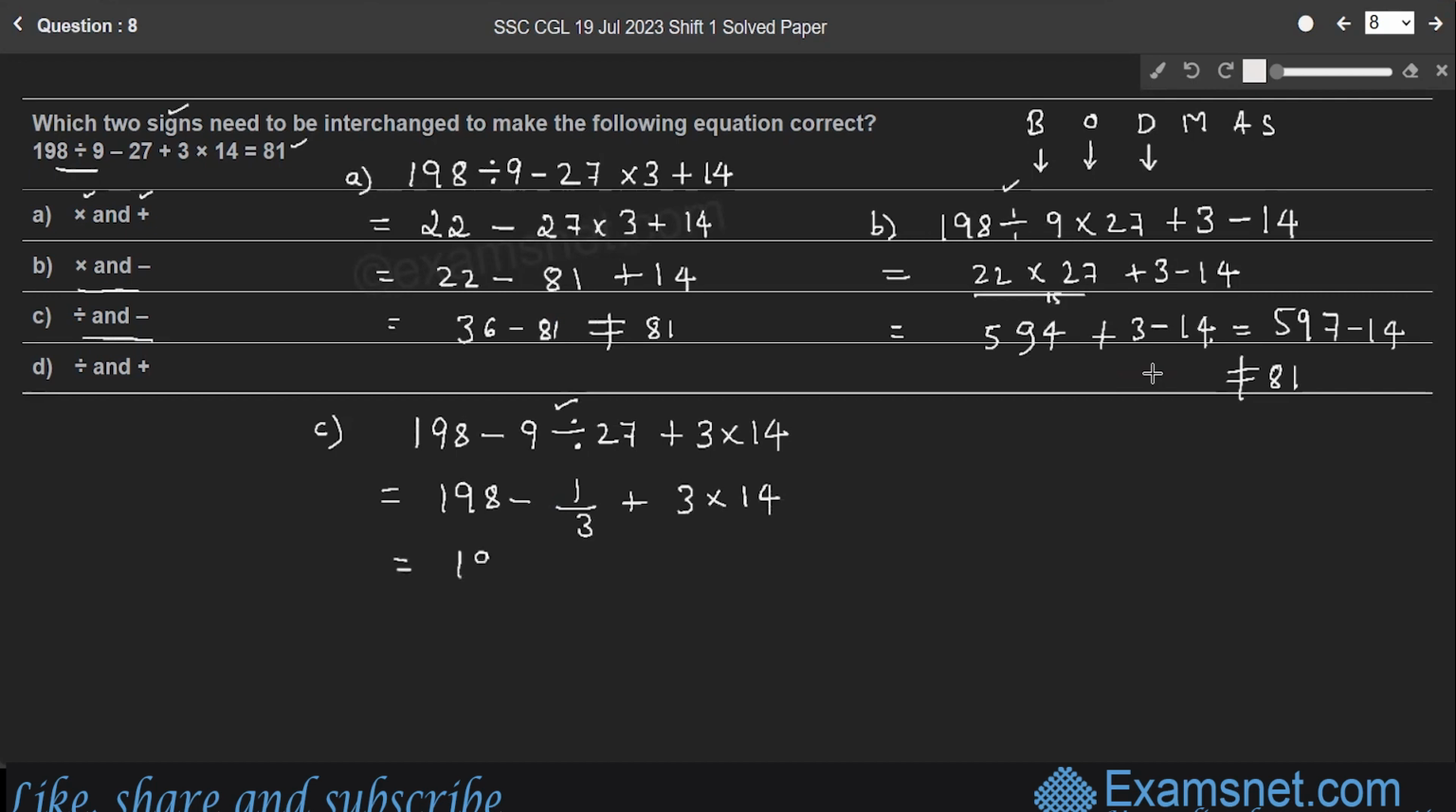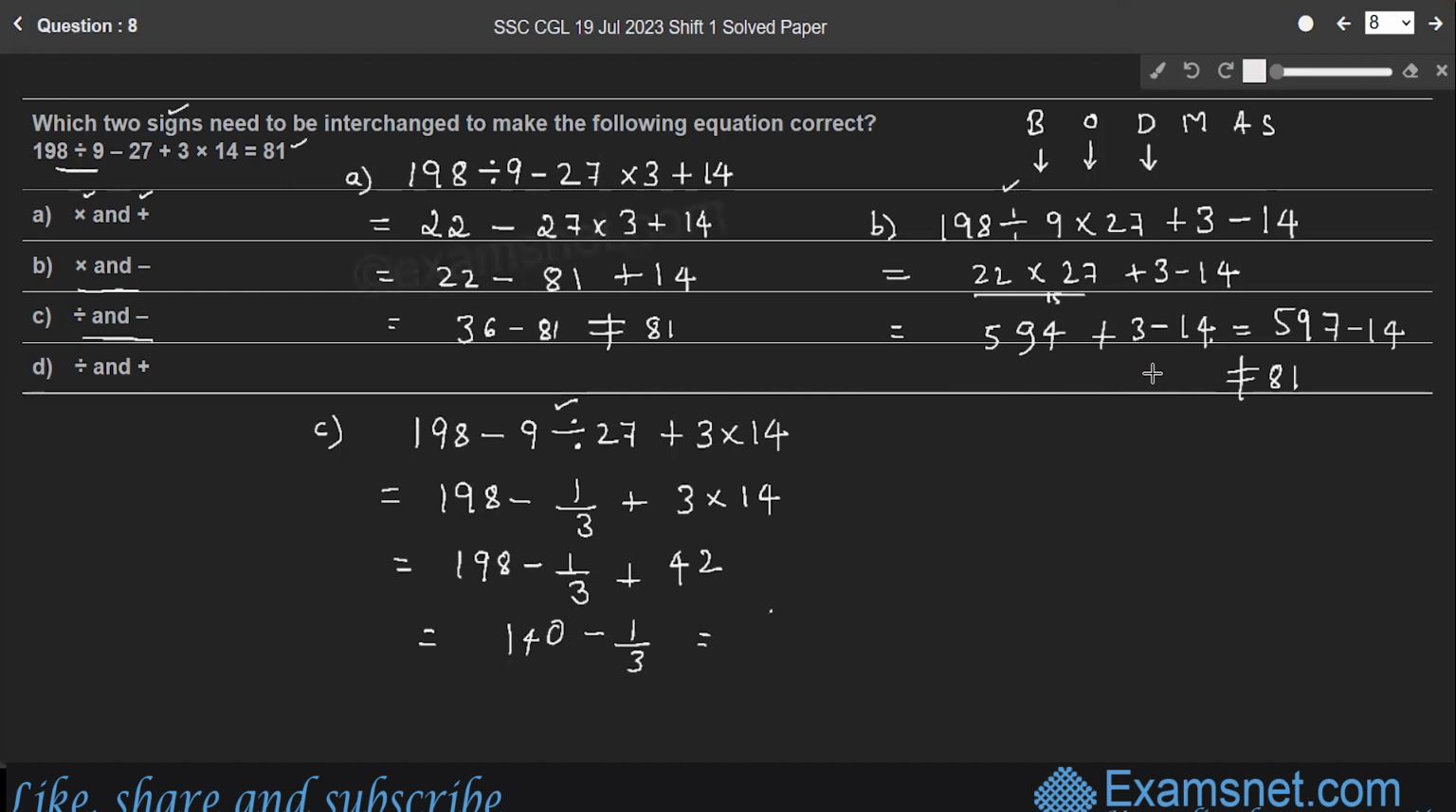Next comes multiplication. 198 minus 1 by 3 plus, which is 42, right? So next comes addition. 198 plus 42, which is 140. 140 minus 1 by 3, right? So you will get a value, and we'll check whether it is equal to 81 or not.